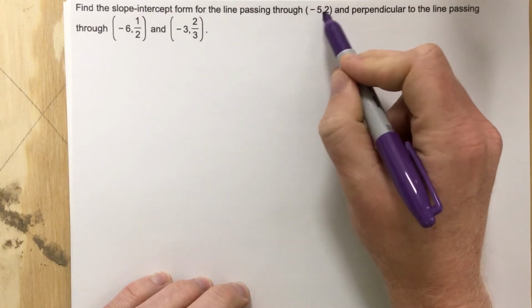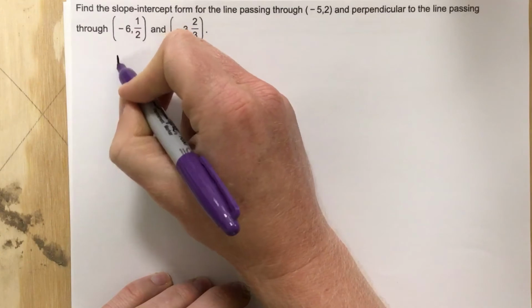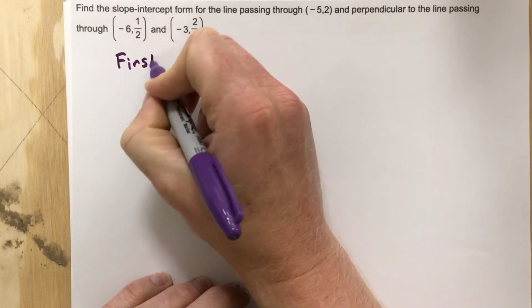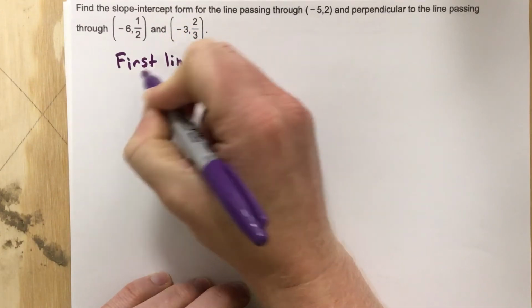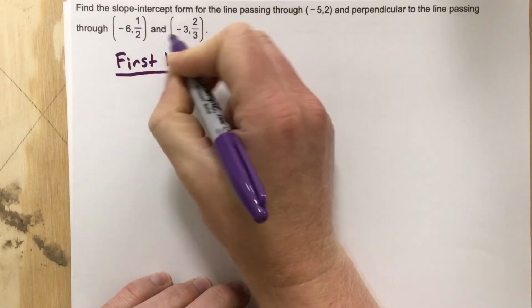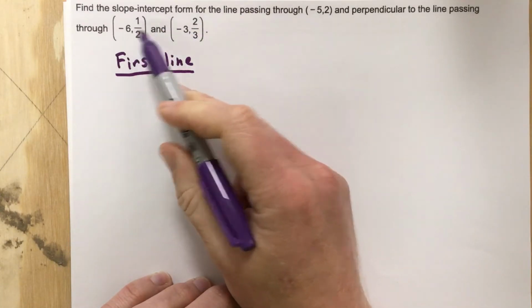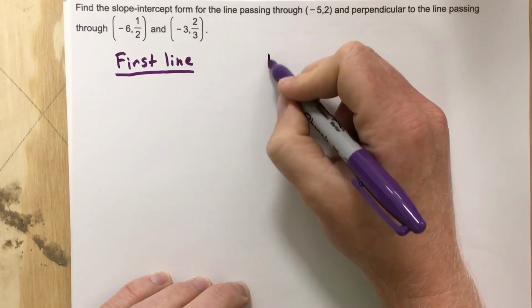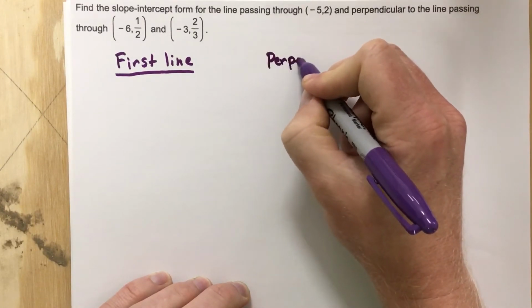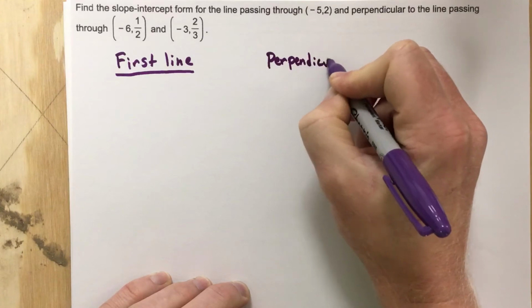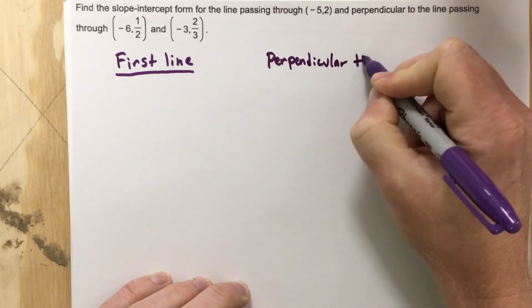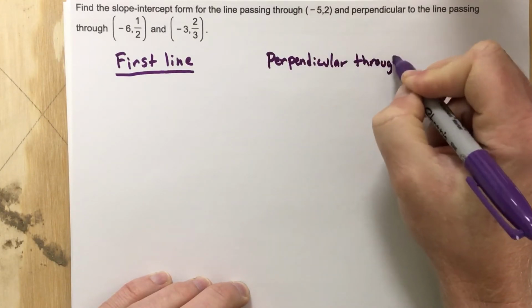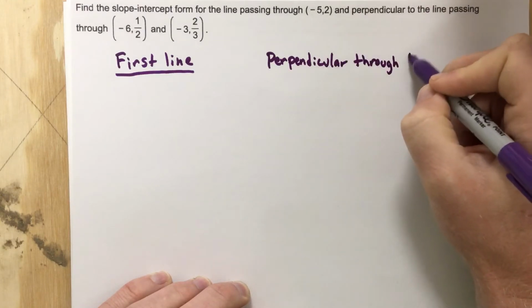through -5, 2. So I'm going to write this out by saying first line, and the first line is going to be, I'm writing underneath these 2 coordinates, the line that goes through these 2 coordinates. And then our perpendicular line, so perpendicular through -5, 2.